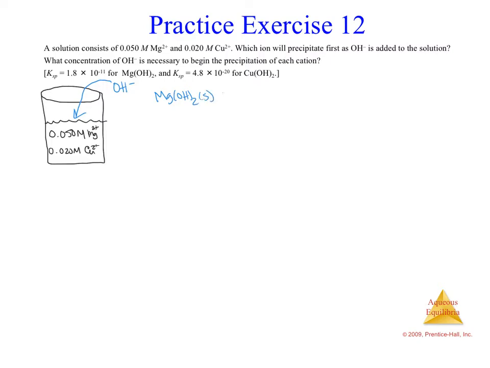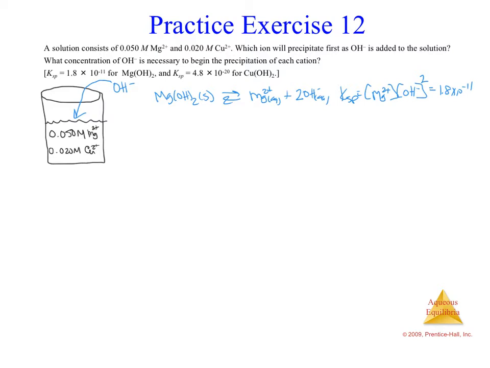I know my KSP reaction is forming the cation and 2 hydroxide polyatomic anions. KSP is then magnesium times hydroxide, remember, this time squared. And we're told that numerical value is 1.8 times 10 to the negative 11th.